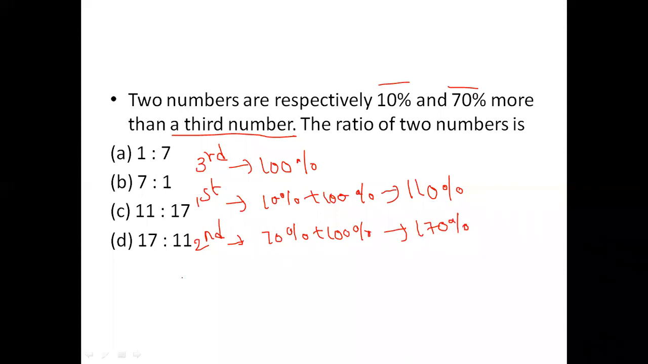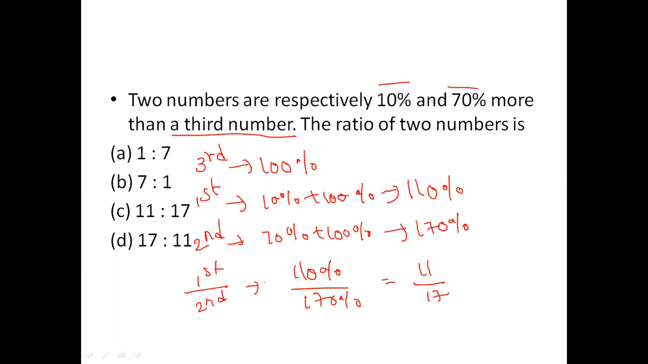Now, ratio of the two numbers. Ratio of the two numbers means first number to second number they're asking. So first number is nothing but 110 percentage and second number is nothing but 170 percentage. So what's the answer for the question? 11 divided by 17. So answer is option C. Option C. Yes, I will explain it once again, guys. Please check for the explanation.